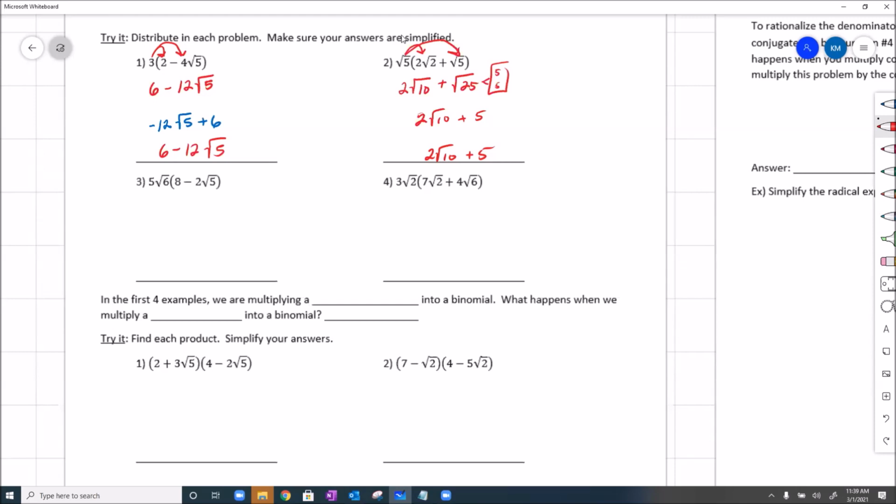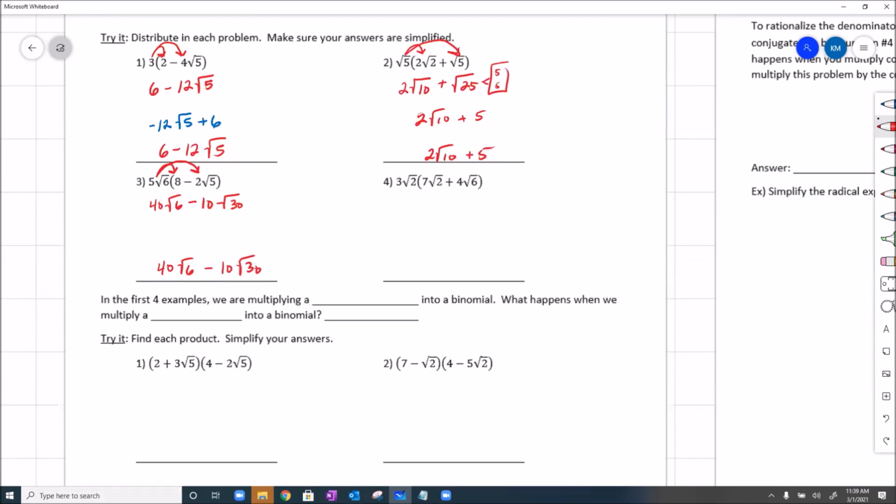Number 3, we have 5 radical 6 times 8 minus 2 radical 5. So as we multiply, we distribute here. 5 times 8, because outside by outside gives us 40 radical 6. 5 radical 6 times 2 radical 5, that gives us 5 times 2, because those are on the outside, 10. Radical 6 times radical 5, radical 30. Okay, as we try to simplify this, we can't simplify any further because 30 breaks down to 3 times 2 times 5, so no pairs. And 6 breaks down to 3 times 2, no pairs. So we just have 40 radical 6 minus 10 radical 30.